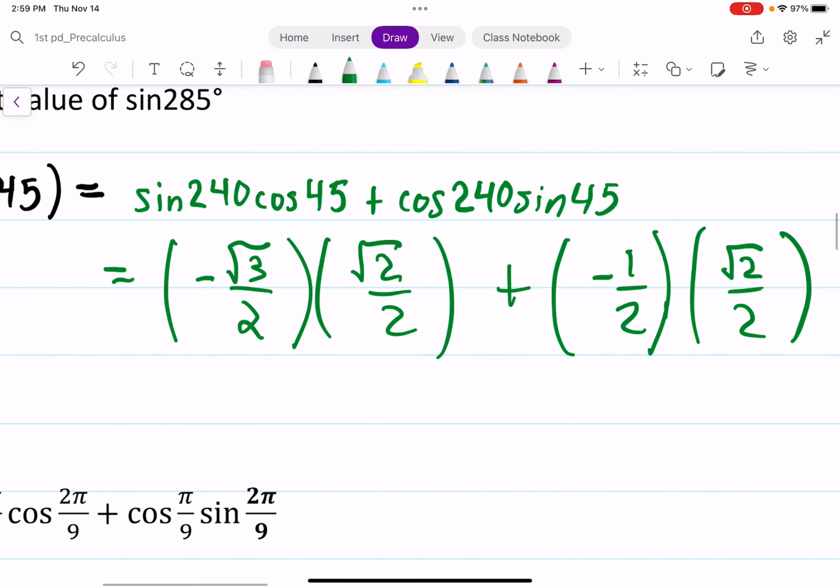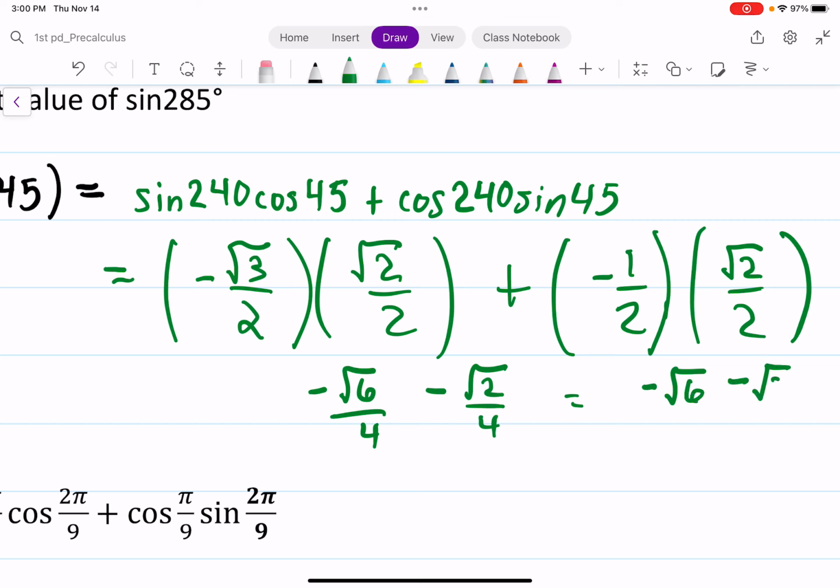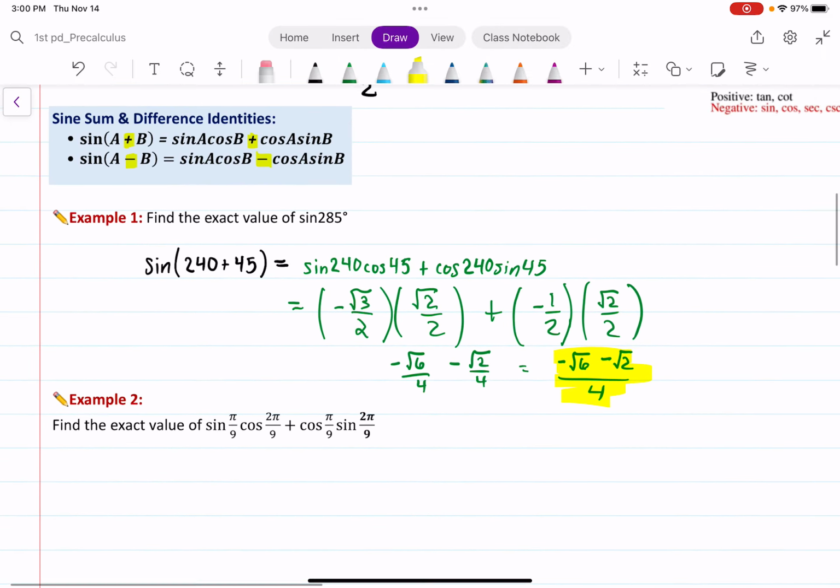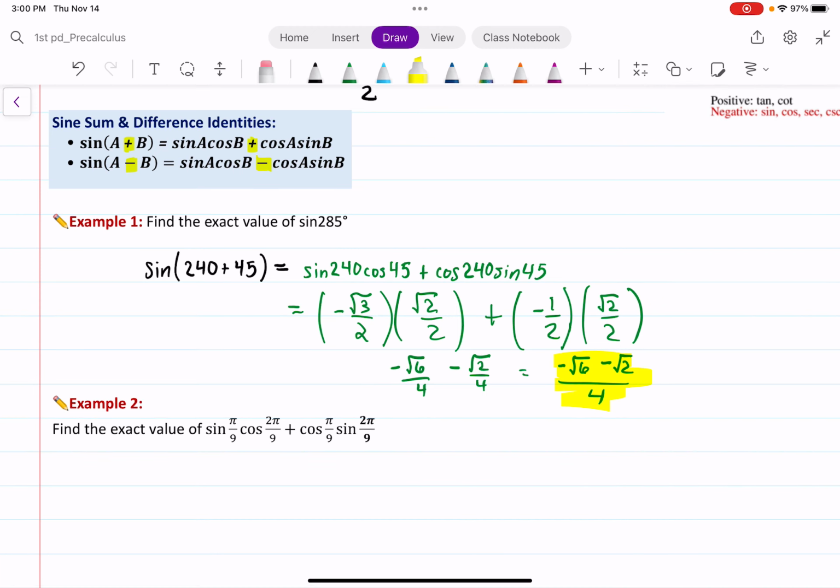Right, so if I do that, then I get negative square root of 6 over 4 minus square root of 2 over 4, which means our final answer is negative square root of 6 minus square root of 2 all over 4. Ta-da! All right, now if we use that formula again, like how we did for the previous type, it's sine, cosine, cosine, sine, and remember the signs don't change this time, so that would be the sine sum.